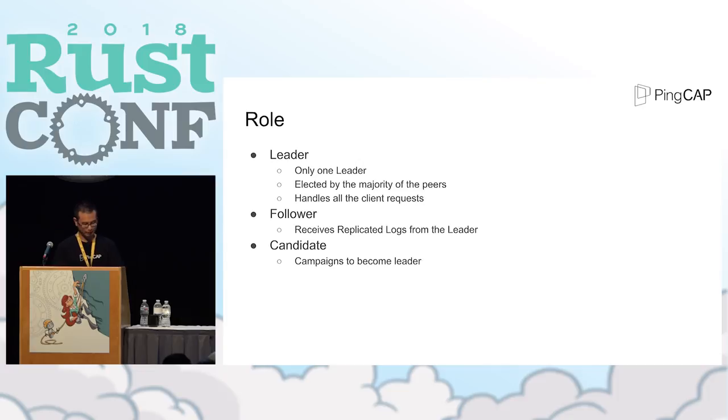The first is the election. In a Raft cluster, every node has three possible roles: leader, follower, and candidate. And every Raft cluster has only one leader. The leader is elected by the majority of the other peers, and only the leader can handle the client.